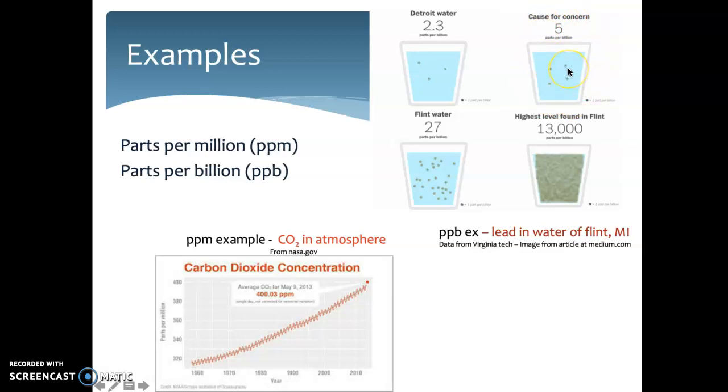If it's 15 or above, 15 parts per billion, that would be something that is actionable, meaning you have to do something about it. See, Flint was average 27 parts per billion, but the highest level was 13,000. So you can imagine that if you're consuming that 13,000 particles out of a billion, it was going to give you a much higher threshold than that 5 to 15 range that is actionable.